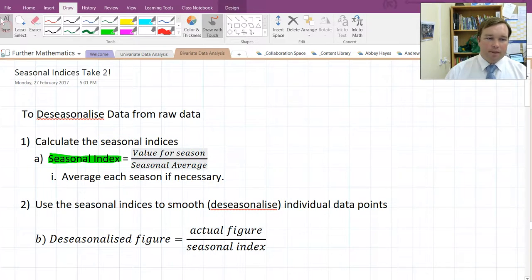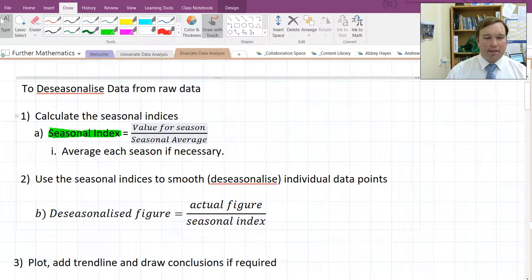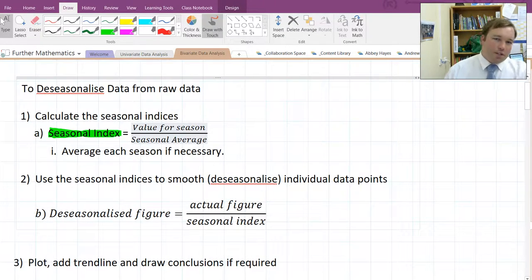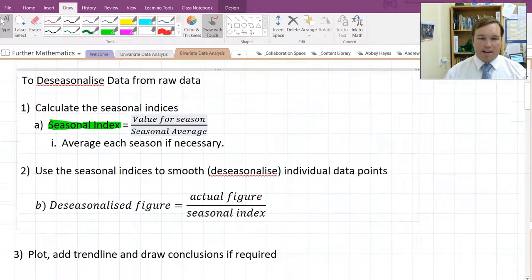Now, after we've calculated the seasonal indices, we use the seasonal index to deseasonalize individual data points. Then, once we've deseasonalized the data, we can plot it, compare it to the original, add a trend line, draw conclusions, etc. Now, typically you won't be asked to do the entire thing in an exam. You might just be asked to fill in a couple of steps, but it's important you understand the entire process because it can be given to you in SACs.